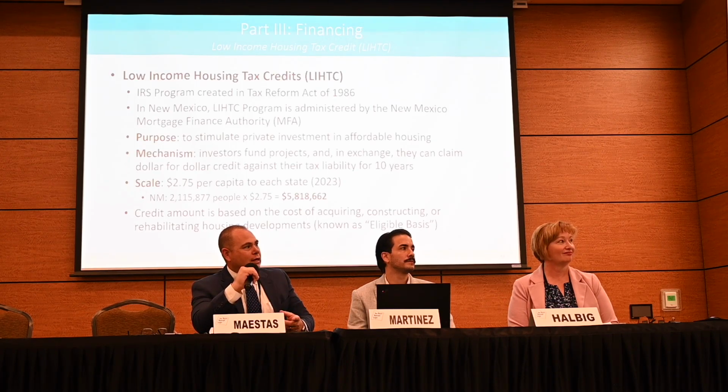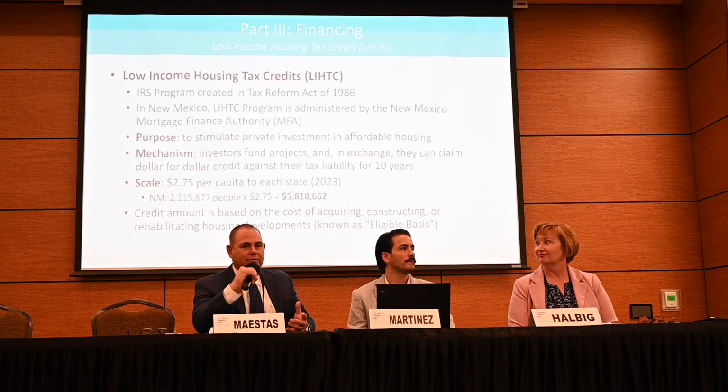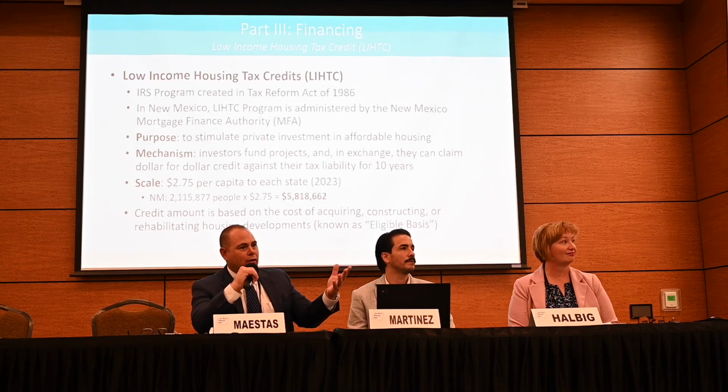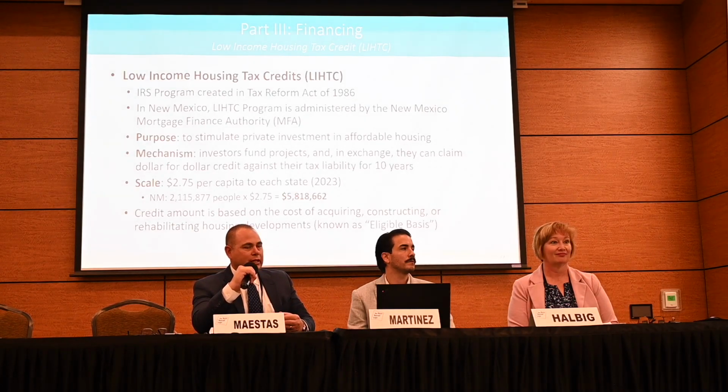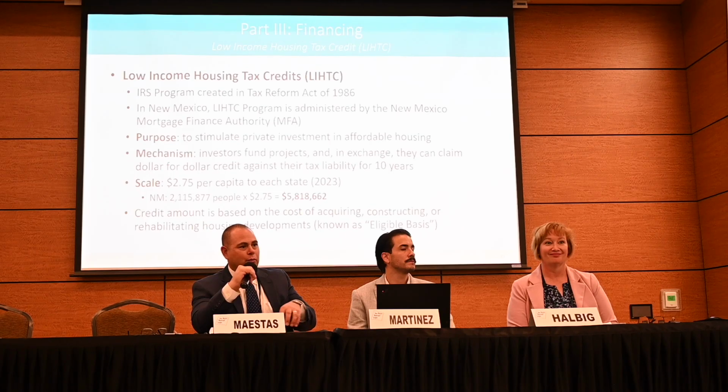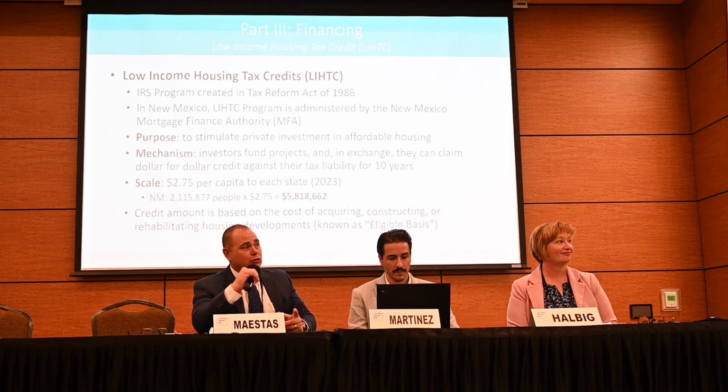Right now, for 2023, the scale is $2.75 per capita. And if you take our estimated population last year at 2.1 million, multiply that by the $2.75, that means MFA received $5.8 million approximately in low-income housing tax credits. I'm going to reiterate, that doesn't mean it's $5.8 million in cash into a project. It's discounted by the sales price, but it is extremely helpful.